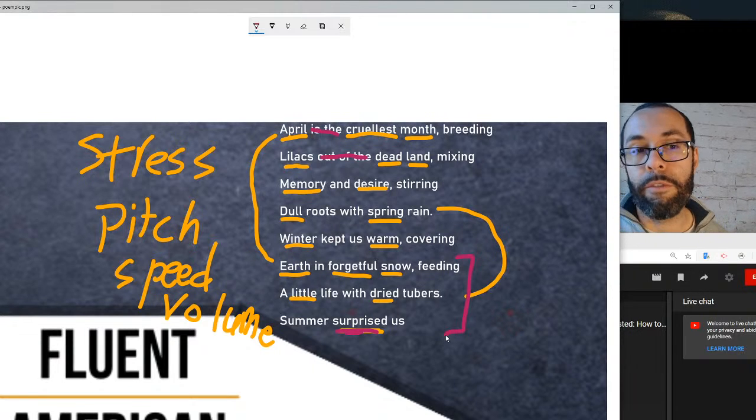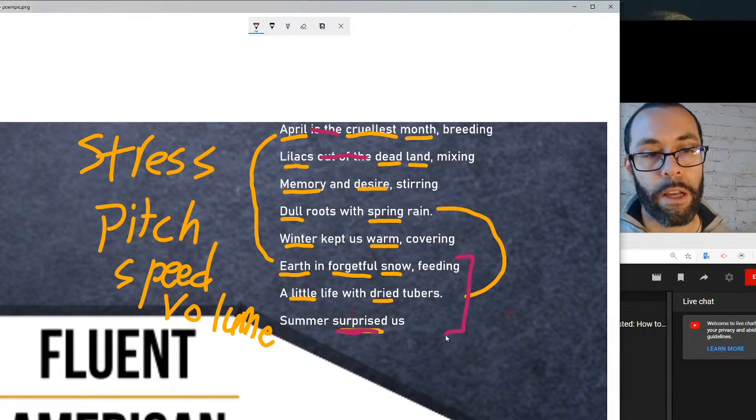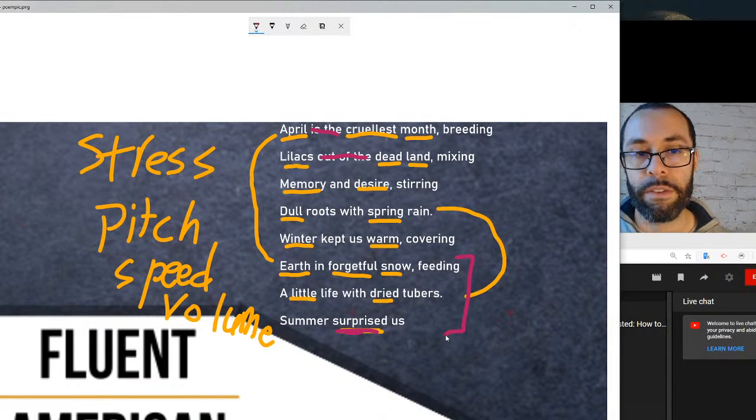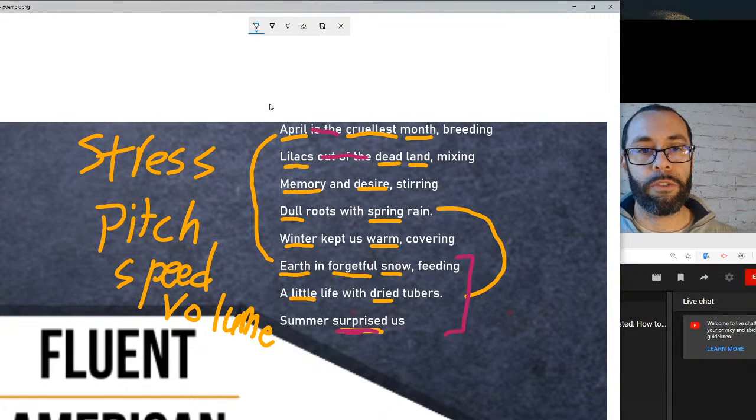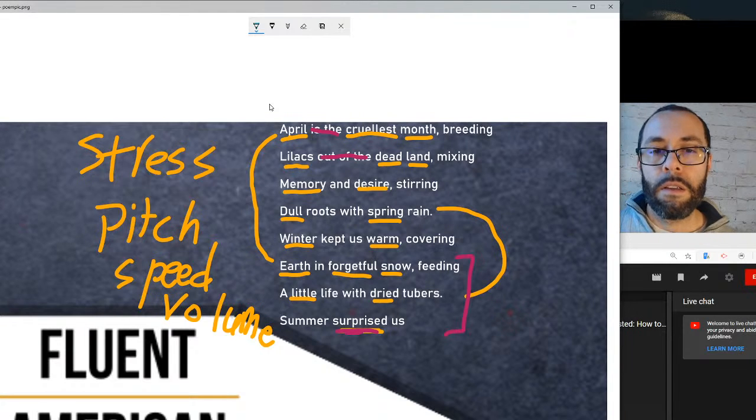I'm playing with the volume now. I played with the stress, played with the pitch and the speed and things like that. Let's now say, so this is one place where we could put the stresses. You can also, of course, play with stresses. Let's just take a look at lines and just play with the stresses, see what happens and how that changes the sound.